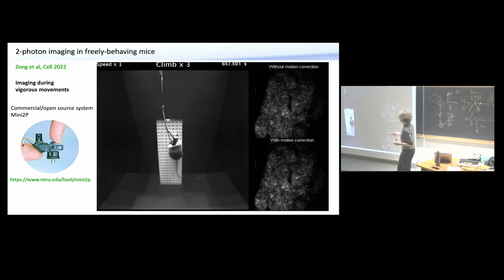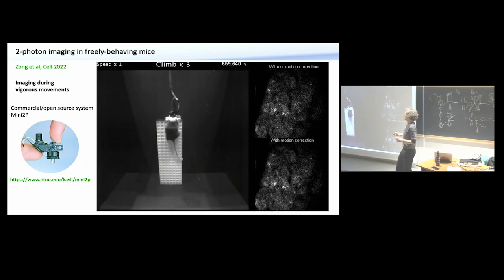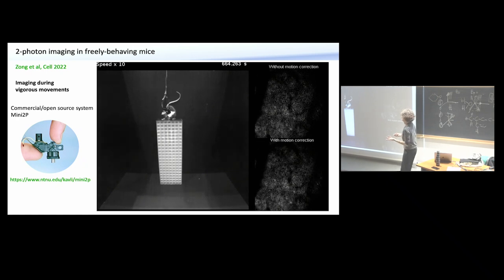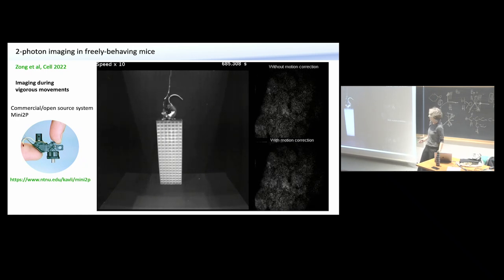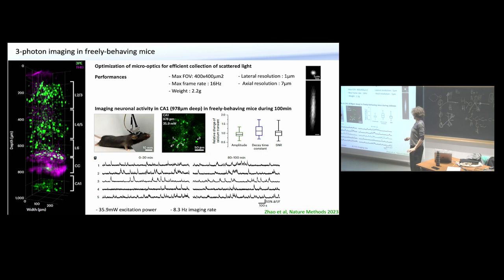And so you see the microscope, it's very tiny. It's less than 2 grams, I forgot to say, but yes, it's less than 2 grams. It's 2 grams, I think. Okay, and the same group in China, they did 3-photon imaging with the same idea. So they have this microscope, and they also are able to image the hippocampus below the cortex with a 3-photon head-mounted microscope in free-living mice.